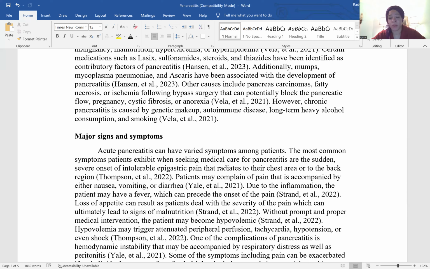However, chronic pancreatitis is caused by genetic makeup, autoimmune disease, long-term heavy alcohol consumption, and smoking.